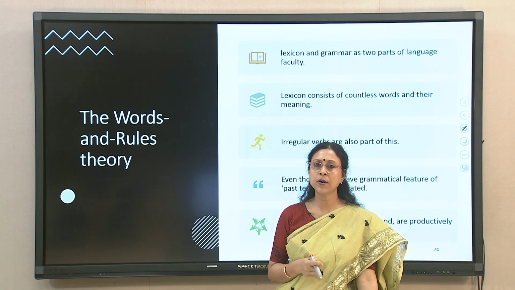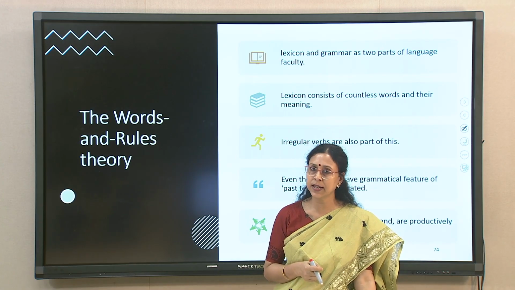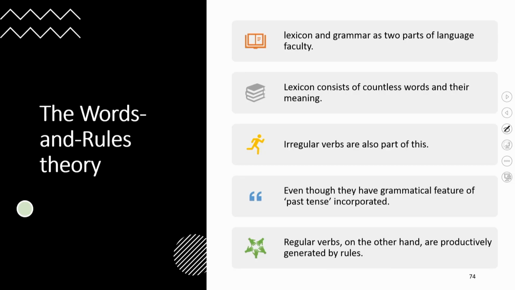One of the important theories is the words and rules theory. The words and rules theory says that lexicon and grammar are two different parts of the language faculty of the human mind. So, it is not only grammar, but there is lexicon also. The lexicon consists of all the words that the language has, and this also includes the irregular verbs. So, irregular verbs are considered lexical entities and not the result of some rule governed phenomenon. So, that is how the difference is.